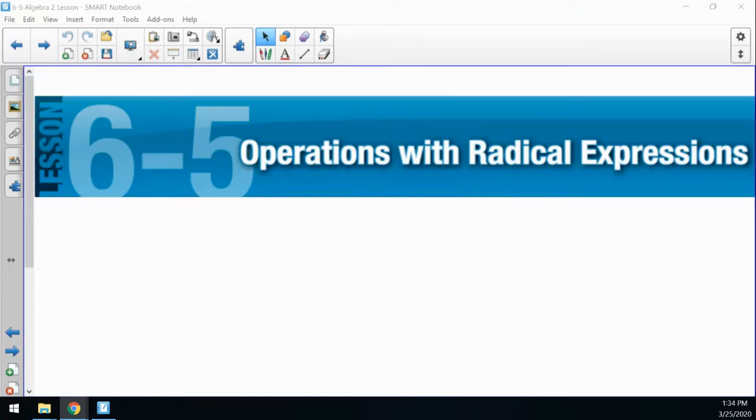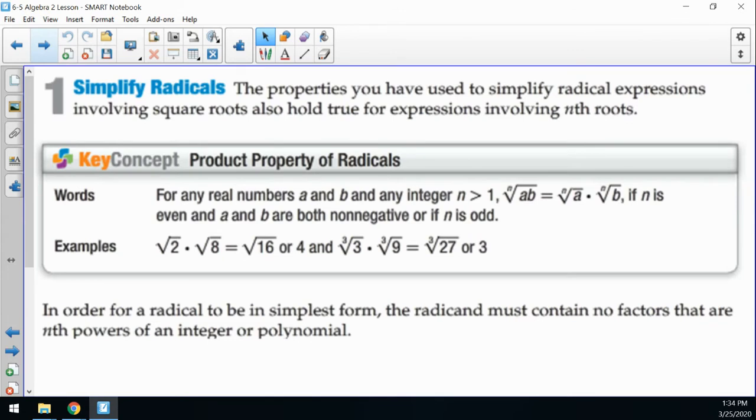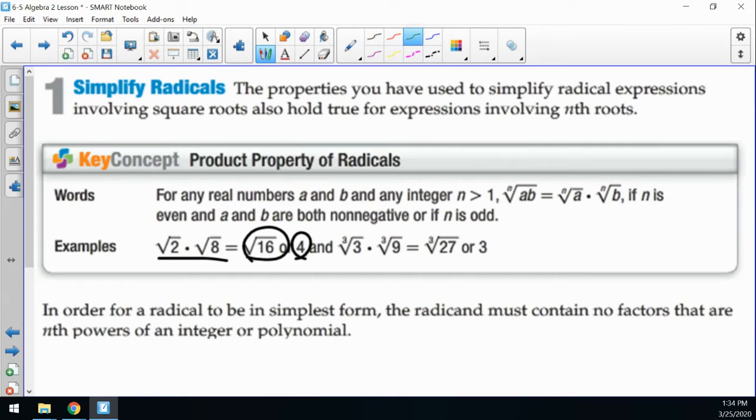So now in section 6.5, we're talking about operations with radical expressions. One of the things that we can go back to and talk about is back when we talked about square roots, we talked about how if you were taking the square root of 2 times the square root of 8, it's the same as the square root of 2 times 8, which is 16, right? And that equals 4.